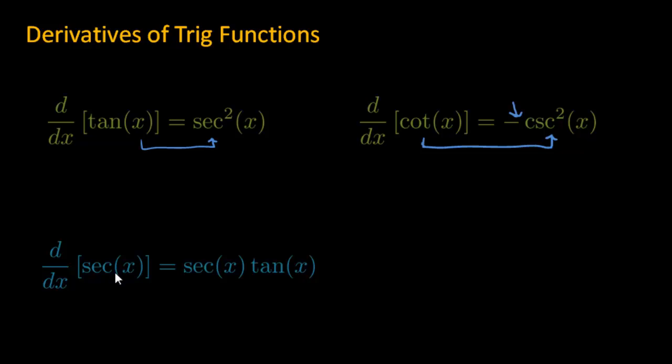Now the derivative of secant will be secant tangent. So again, maybe you see this now, that secants and tangents match up. Then the derivative of cosecant would be negative cosecant cotangent. So again, you'll have to memorize these four.